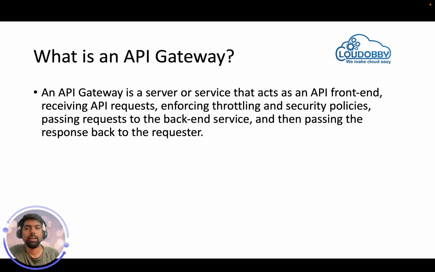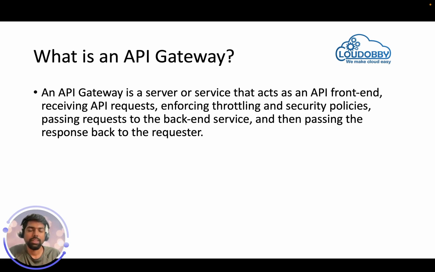Now, when we see API gateway, it is nothing but a server or service that acts in front of API requests. So basically you have an API, and in front of your API you are adding an API gateway. What it does is enforce throttling and security policies, pass the request to the backend service, and then pass the response back to the requester.